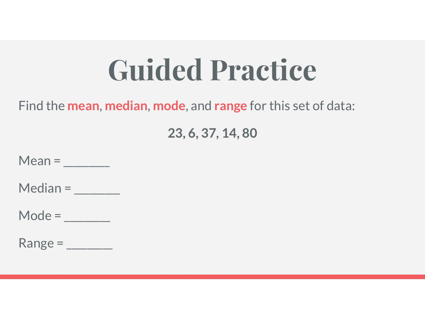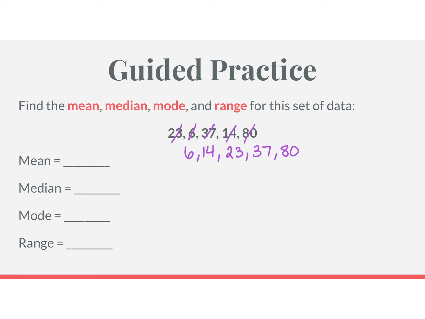For this guided practice problem, we will be finding the mean, median, mode, and range for this set of data. First, let's order the data set from least to greatest. 6, 14, 23, 37, and 80.